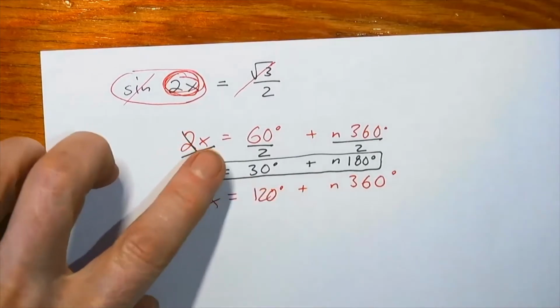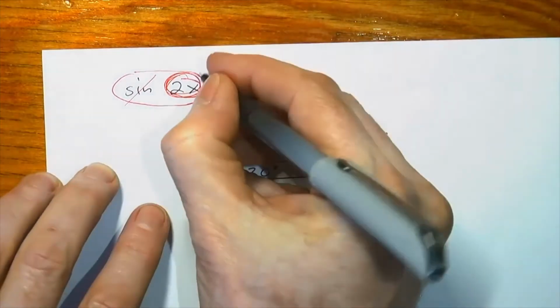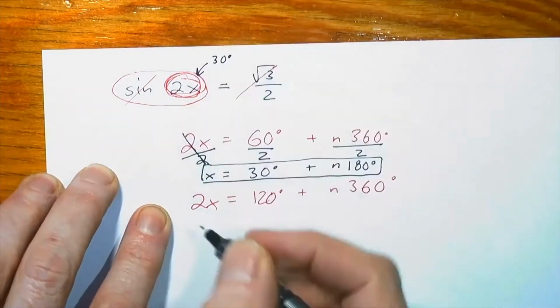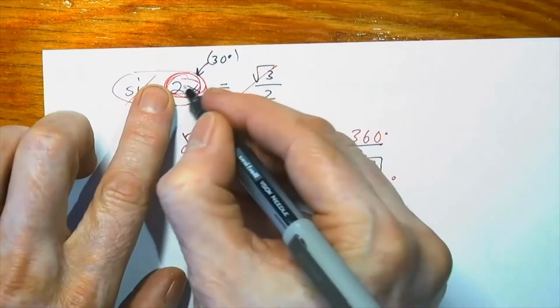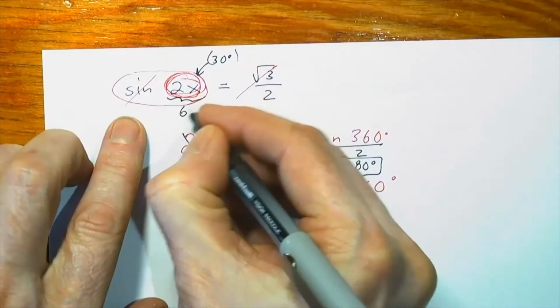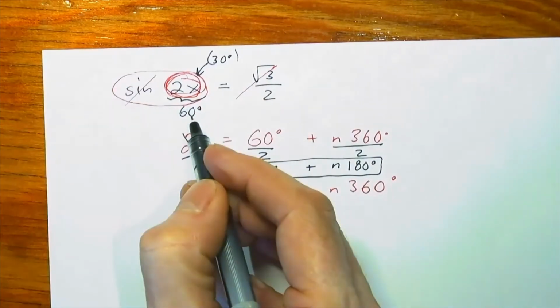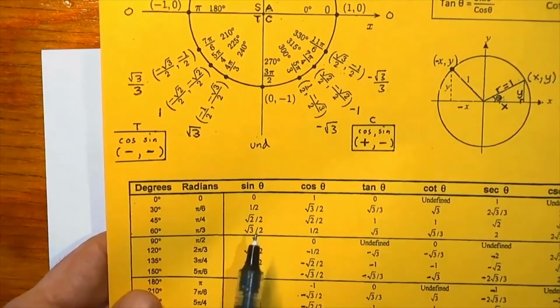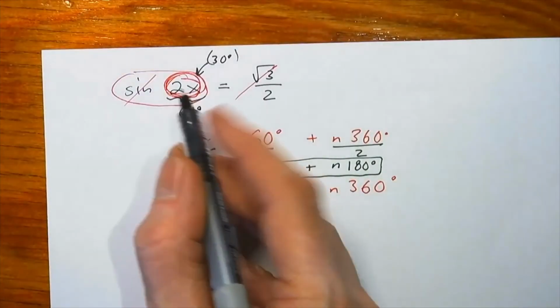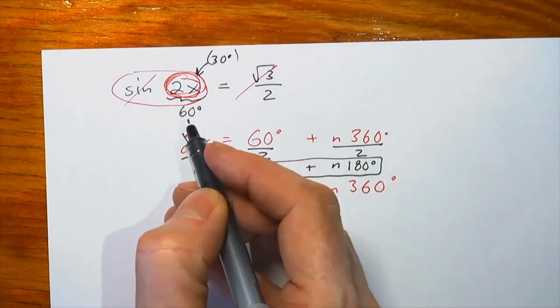Here's why that works. Here's the reasoning. If you put 30 degrees in here, what's 2 times 30? 2 times 30 is 60. Oh yeah, the sine of 60 is radical 3 over 2. So 2 times 30 would give me 60.